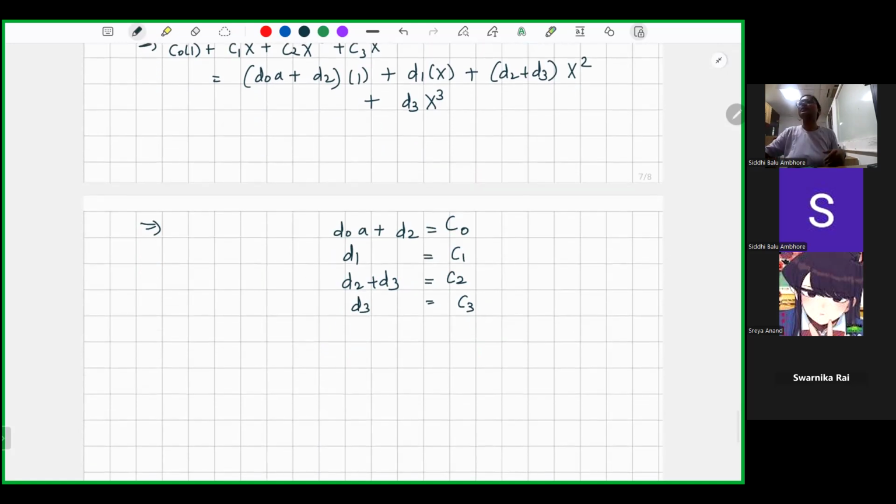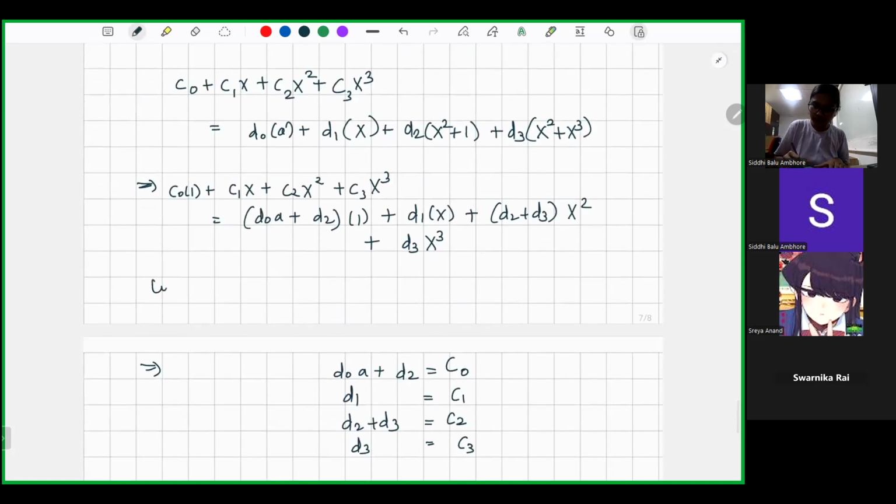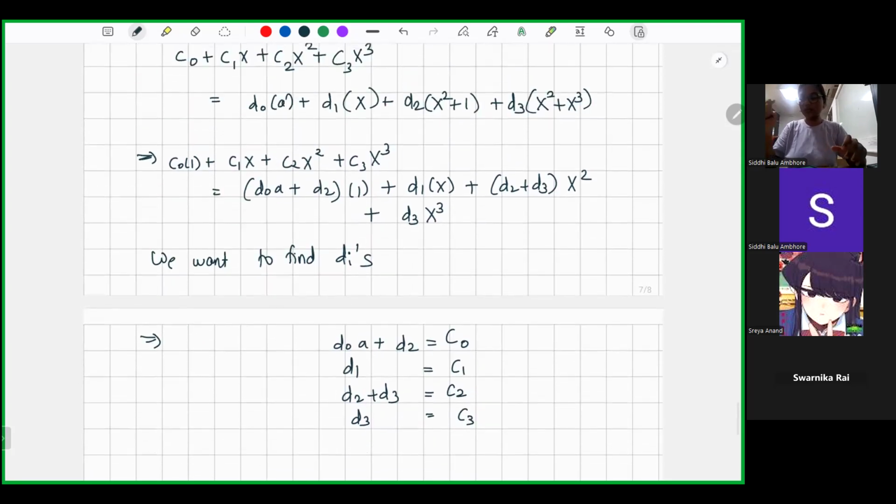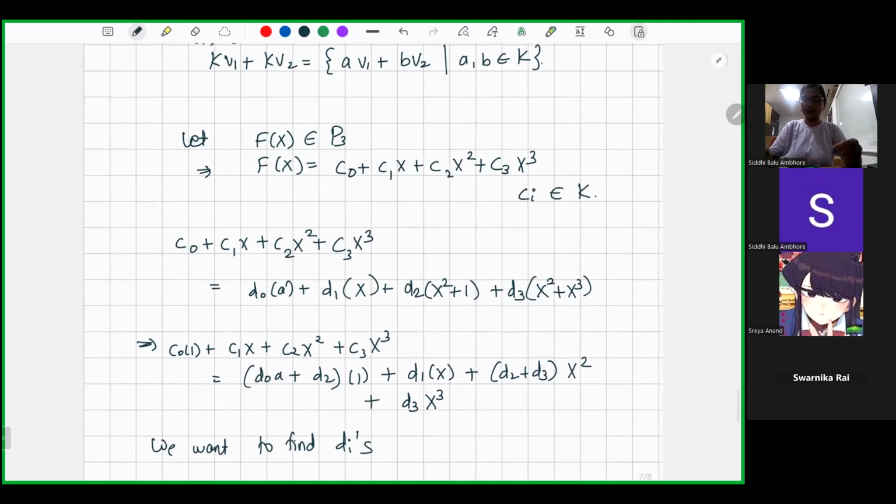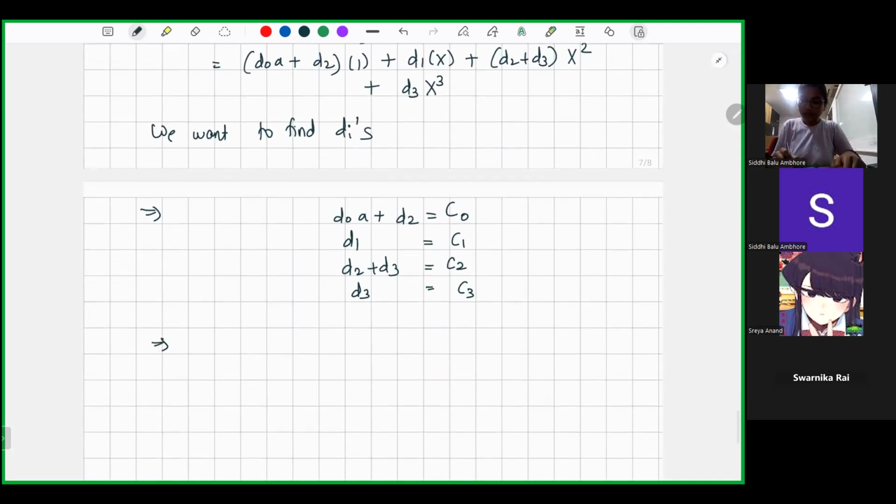So I wanted to find this DI. We want to find DI because then that will give me the coefficients needed, or coordinates needed, to write the given element as a linear combination of this V1, V2, V3, V4. Okay. So I already have D1 is equal to C1 and D3 is equal to C3.